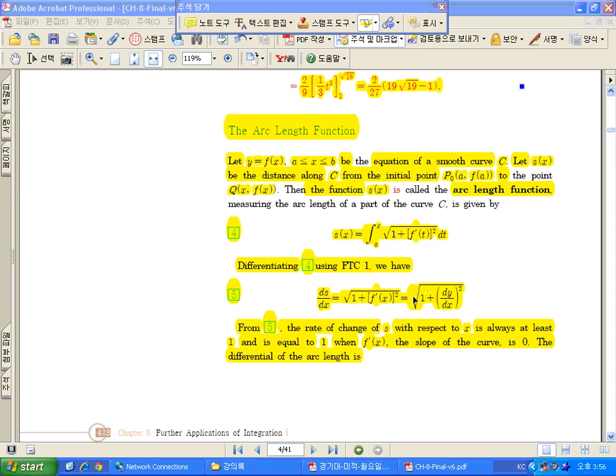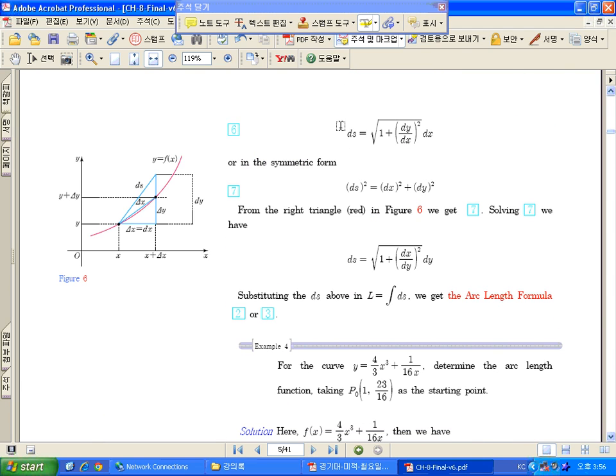From formula 5, the rate of change of s with respect to x is always at least 1, and is equal to 1 when f prime of x is 0. When this is 0, then it's just 1. The differential of the arc length is written like this.